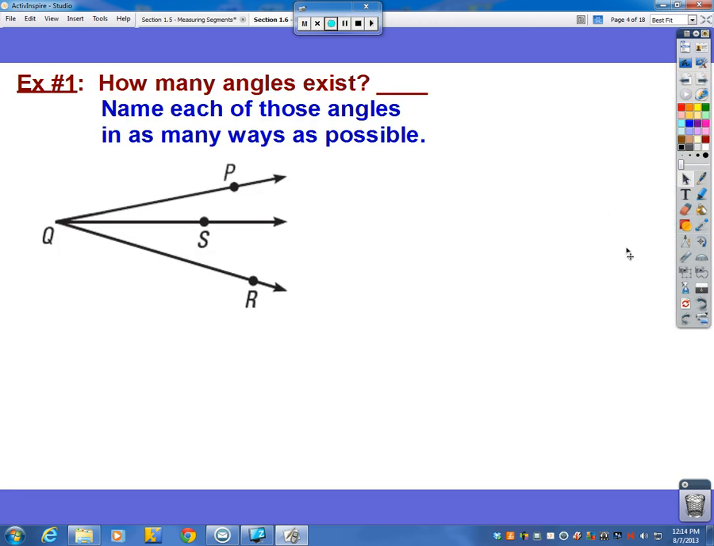So in the first example, how many angles exist? How many different angles are there? Okay, and some people might go, oh, there's two. There's this angle and there's that angle. But you also need to consider this whole angle altogether. So really there are three unique angles that exist, and name each of those angles in as many ways as possible. So let's start with the biggest angle. The biggest angle being this whole thing here.